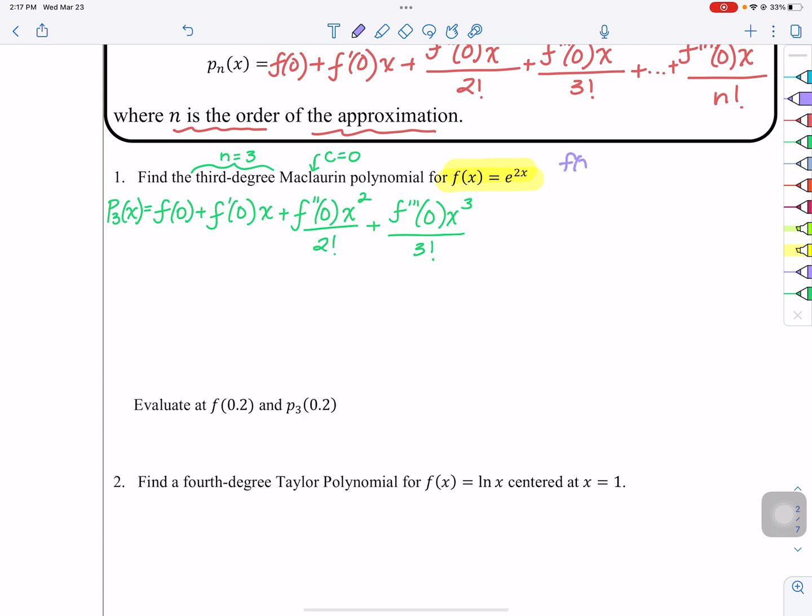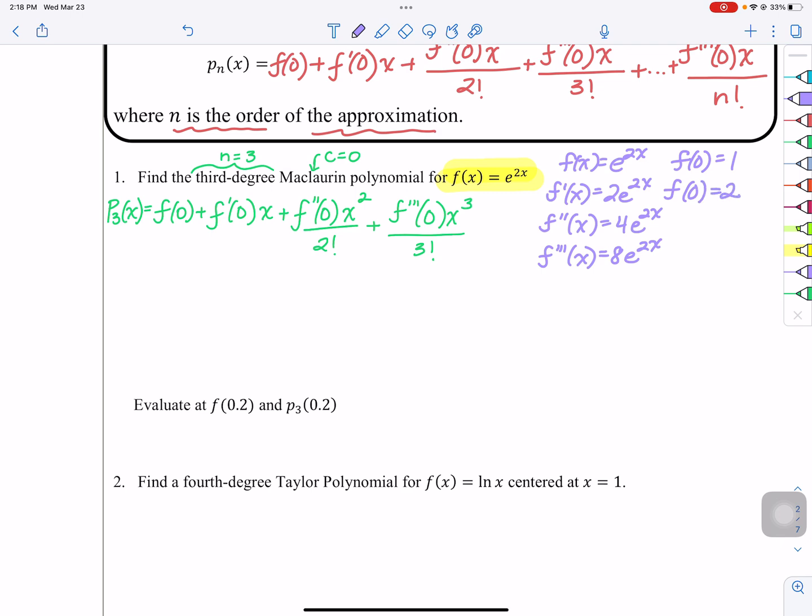So let's go ahead and write f of x equals e to the 2x. f prime of x equals 2e to the 2x. f double prime of x is 4e to the 2x. And f triple prime of x equals 8e to the 2x. Now evaluating each one of these at 0, you will see that f of 0 equals 1, f prime of 0 equals 2, f double prime of 0 equals 4, and f triple prime of 0 equals 8.